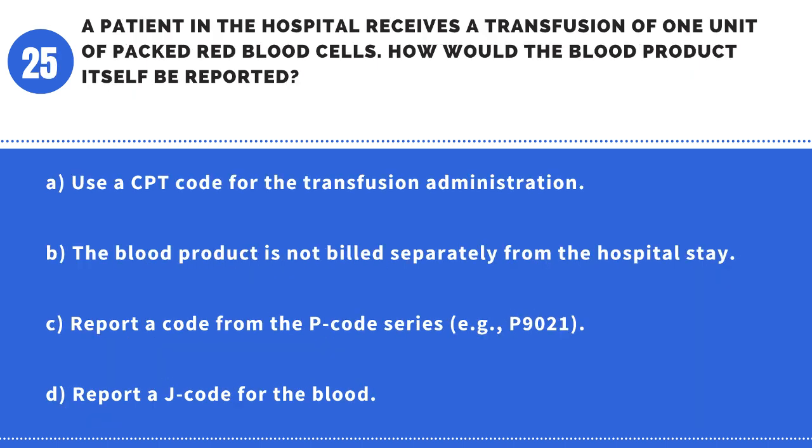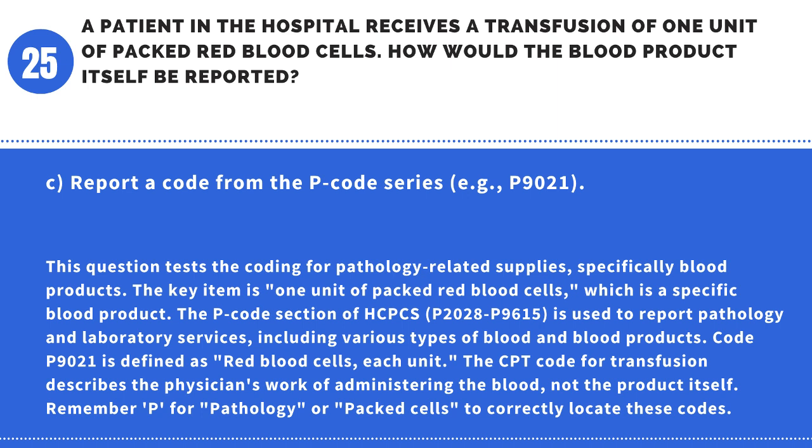Question 25. A patient in the hospital receives a transfusion of 1 unit of packed red blood cells. How would the blood product itself be reported? A. Use a CPT code for the transfusion administration. B. The blood product is not billed separately from the hospital stay. C. Report a code from the P code series, e.g., P9021. D. Report a J code for the blood. Answer: C. Report a code from the P code series, e.g., P9021.